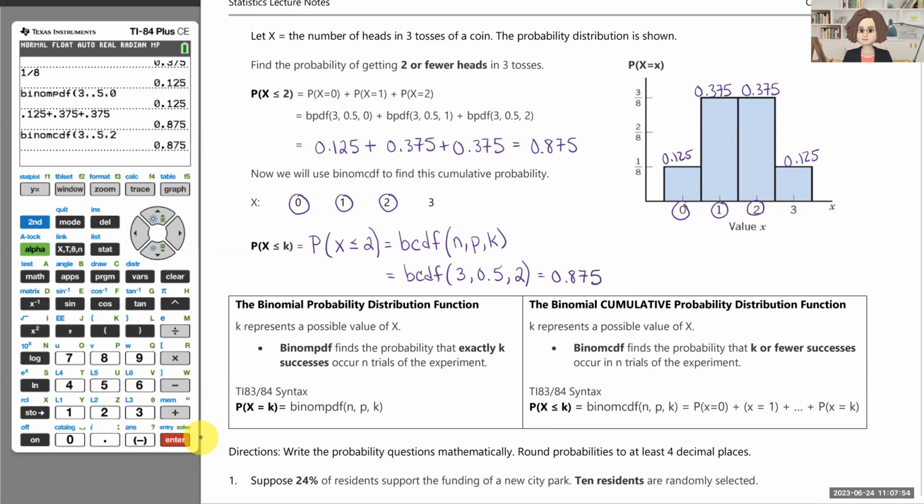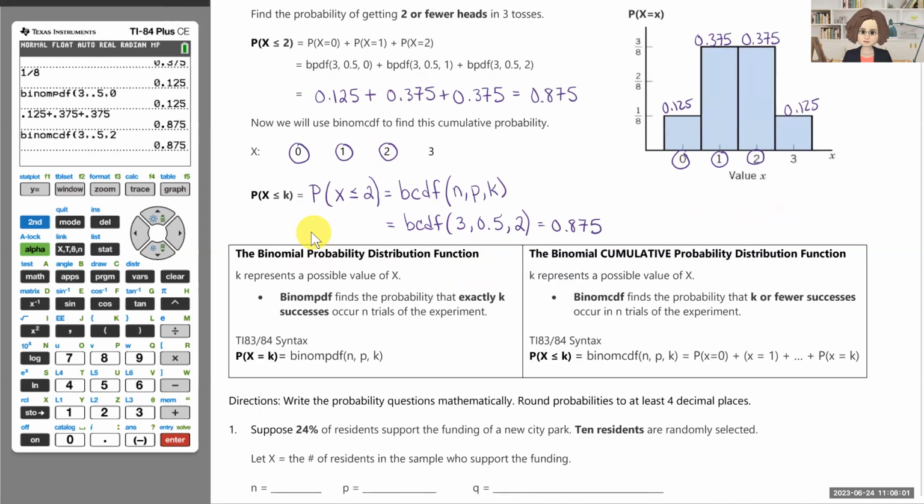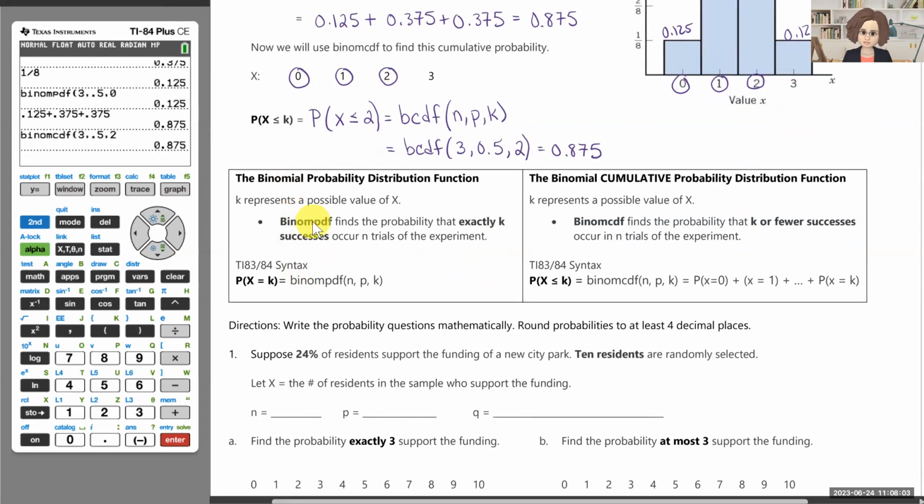All right, so your calculator has 2 binomial distribution functions. Binompdf, you use that when you're looking for a probability of exactly k successes, like exactly 2. Binomcdf finds the probability of k or fewer successes, so x less than or equal to k, and then it will take care of adding up all the probabilities until you get to k.